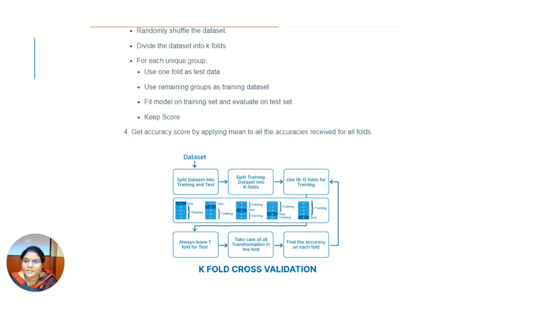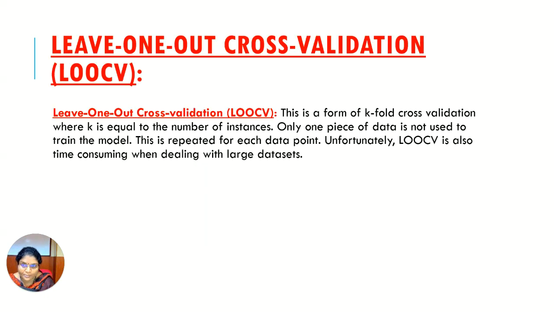So these are the steps we follow. First, we randomly shuffle the data set, followed by dividing the data set into k folds. For each group, we use one fold for testing and the remaining groups for training. We fit the model on the training data, evaluate it on the test data, and keep the score. Finally, we get the accuracy score by taking the mean of the accuracies from all the folds, and we can see how our model is performing.